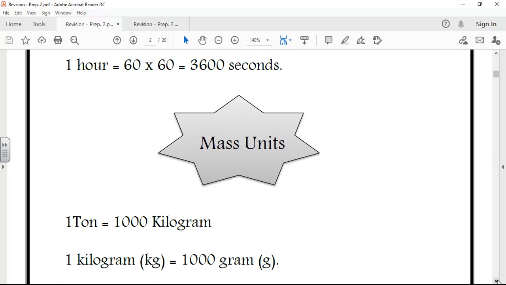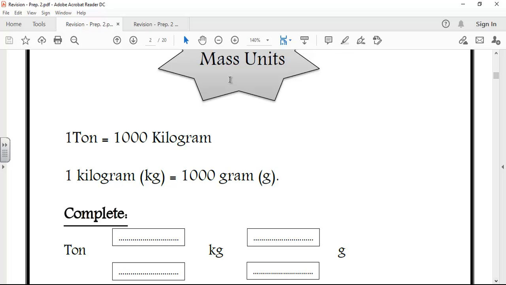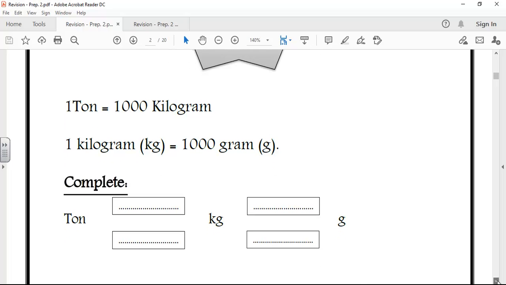What about another very important unit, which is mass? What is the unit of mass? The unit of mass may be ton for big amounts of mass, which equals 1000 kilogram, and 1 kilogram equals 1000 gram. So if you know the difference between them, let us complete this one here. We want to change ton to kilogram and kilogram to gram.